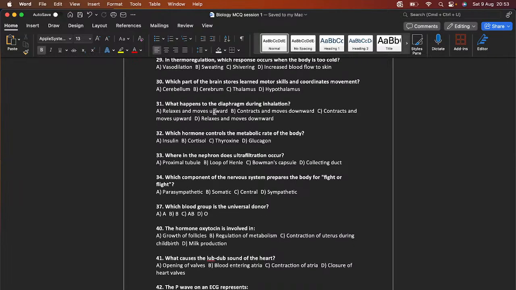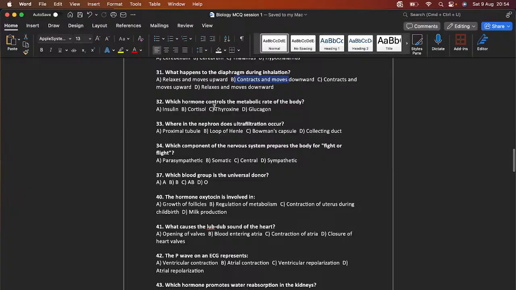What happens to the diaphragm during inhalation? When we inhale, the diaphragm is essentially contracting. So your chest has to create more space for the lungs to expand. The diaphragm is contracting and it's moving downwards. So this is the right answer here.